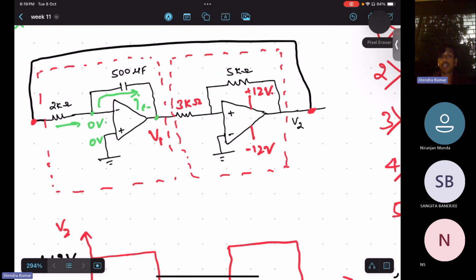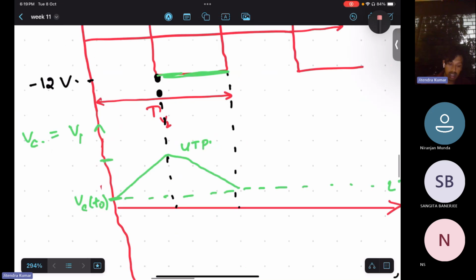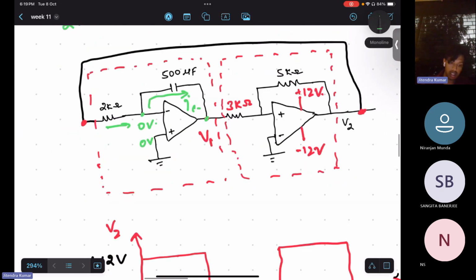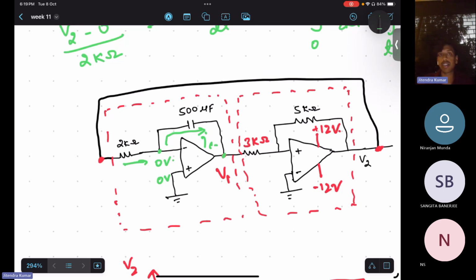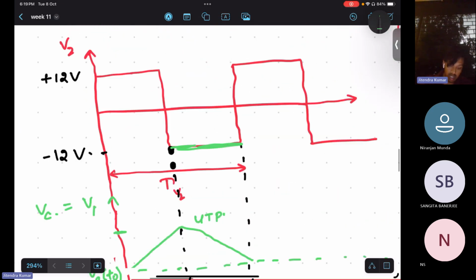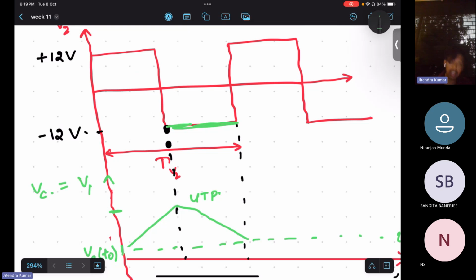Isn't it? Or do you have any other idea? Like Sangeeta said, time constant nikalenge, but in that case, time constant will be required where you have some finite time. In this circuit only a capacitor is there. Here you can see on the feedback side only a capacitor is there, so that is why it is a ramp slope. Otherwise, it should have some exponential increment.